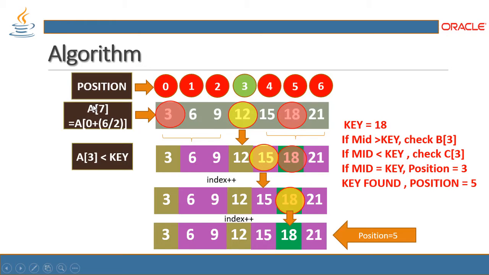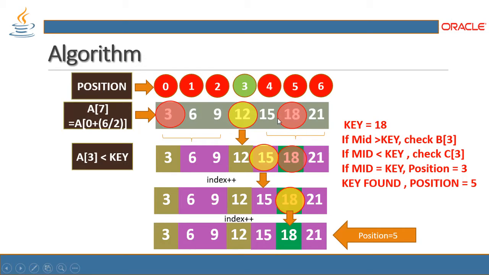The first thing we need to do is divide. For dividing, I'm simply dividing this list into two parts: 3, 6, 9 is one part and 15, 18, 21 is the other, from the middle. The middle element, 12, is going to be compared for the next two lists or arrays we divided. Now 12 is the middle element, and for the key, suppose we take 18. We have to find the number 18.